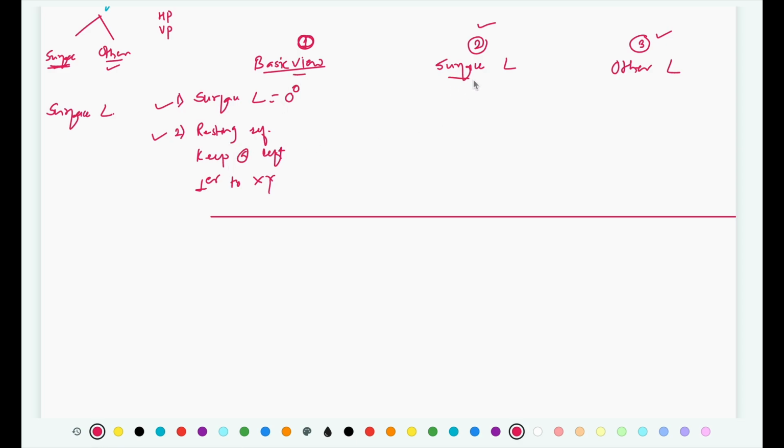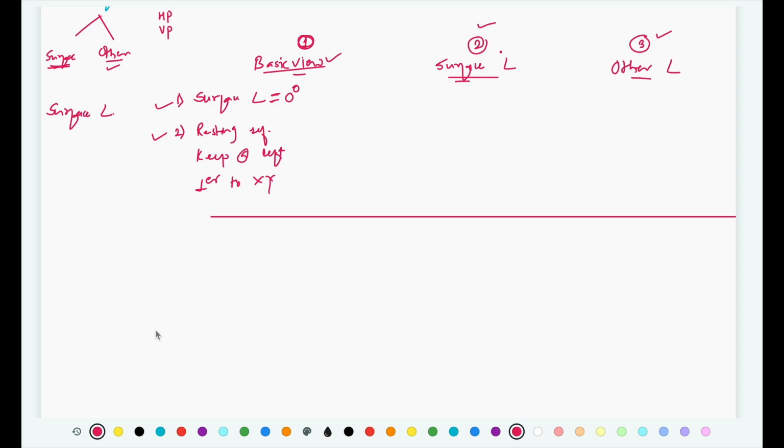In the second step, surface inclination: the inclination that you have reduced to 0 degree while drawing the basic view, that inclination we are going to provide at step number 2. So here we are going to consider surface inclination, and in step number 3 we are going to consider the other inclination.